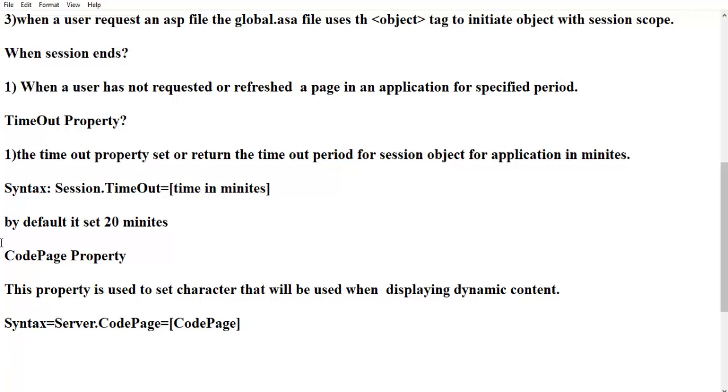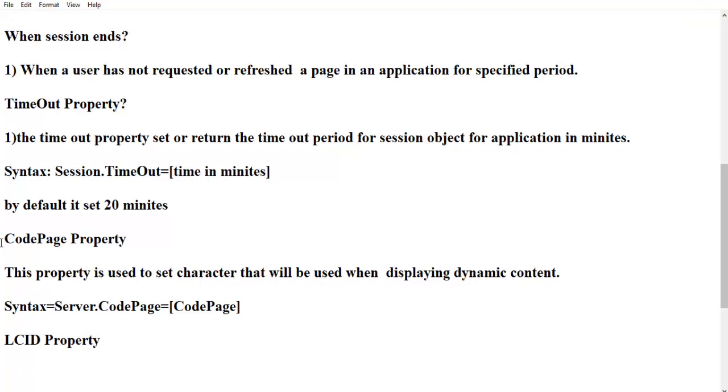So the next property is the LCID property. This property sets or returns an integer that specifies a location or region. Content like date, time and currency will be displayed according to the location. If you want to display the date, time and currency for that particular region or location, then this property is used.